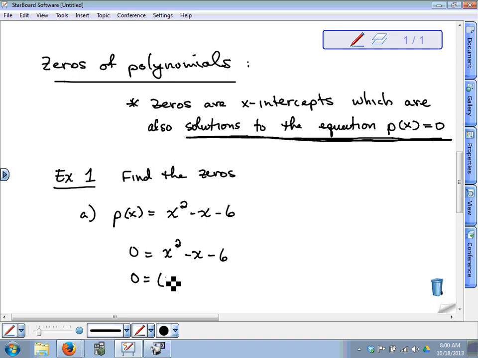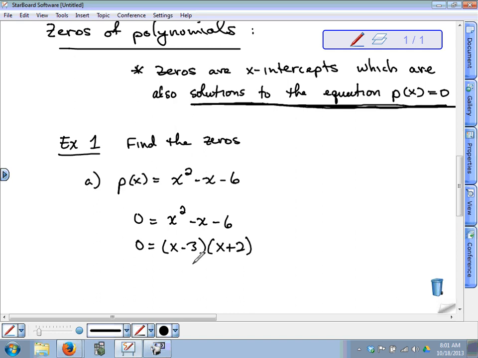Luckily for us, it factors into x minus 3 and x plus 2. Which means the zeros will be what? X equals 3. X equals negative 2. So those are the zeros. So in terms of the graph, what are they? Those are the solutions to the equation, but graphically, what do those represent? Those are the x-intercepts. You have to have the x-intercepts in order to graph.